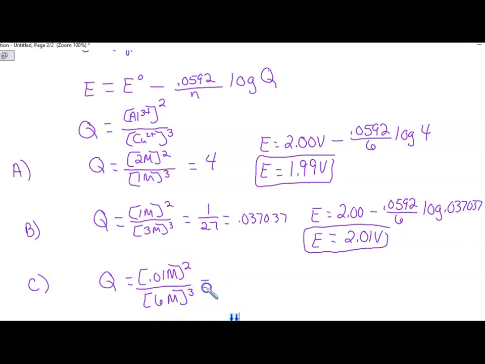And I just put that in the calculator. I did not square it, write it down, cube it, write it down, whatever you want to do. And I'm just going to use 3 sig digs here because it's not going to make a huge amount of difference. 4.63 times 10 to the -7 is what we got there. Alright, last thing, 2 volts minus 0.0592 divided by 6 log of 4.63 times 10 to the -7.